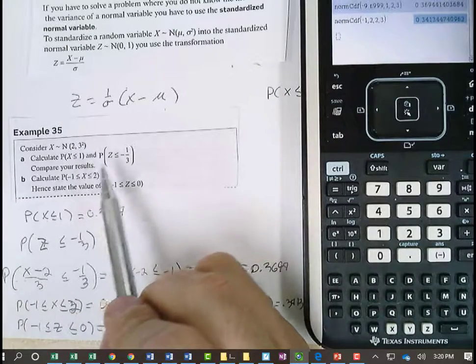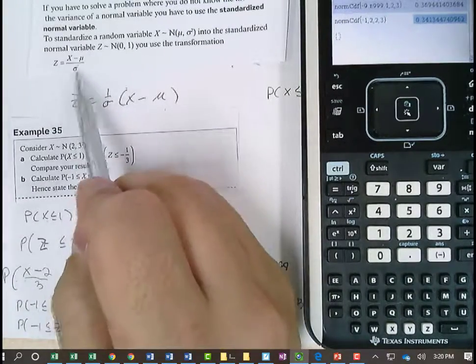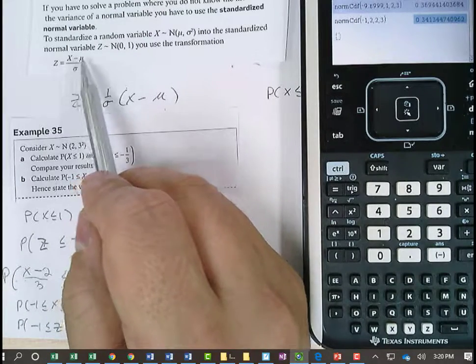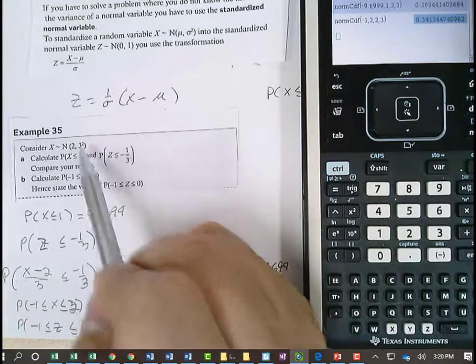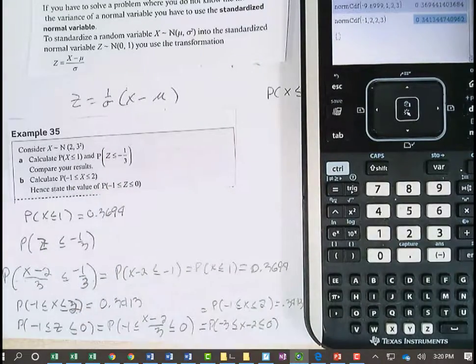So we can use the standard normal distribution and its parameters to, sometimes we say, normalize this distribution. It helps us out with certain problems.